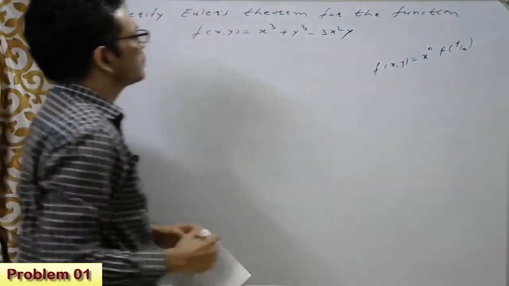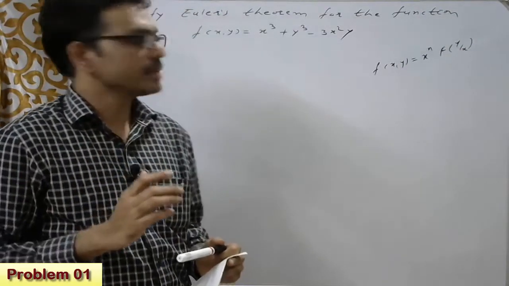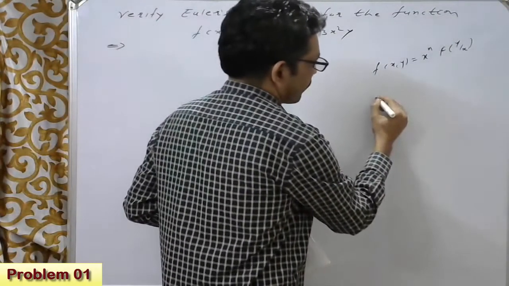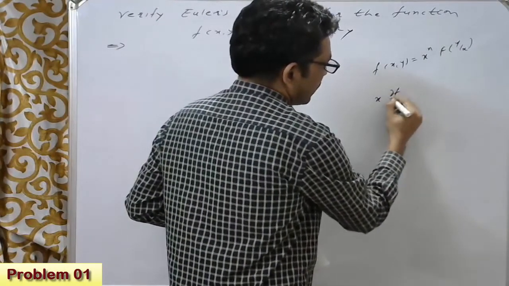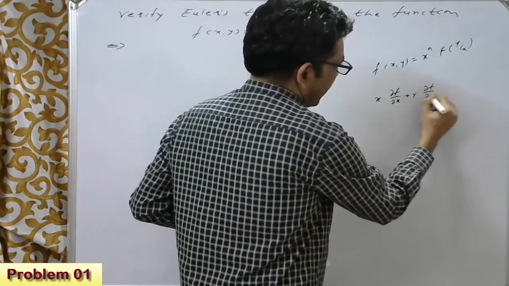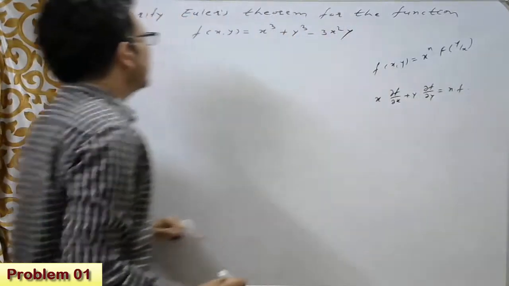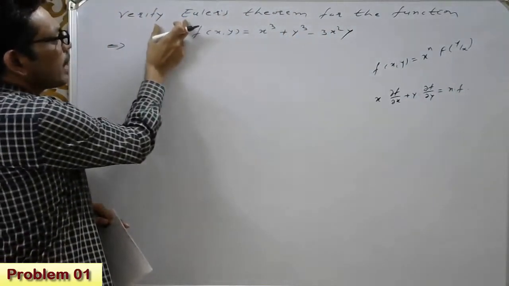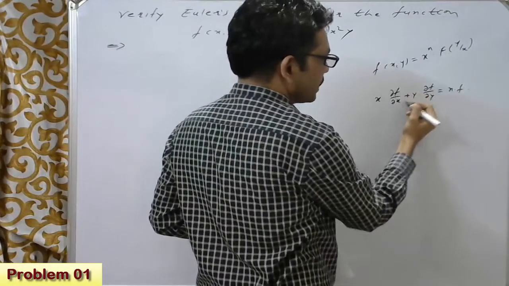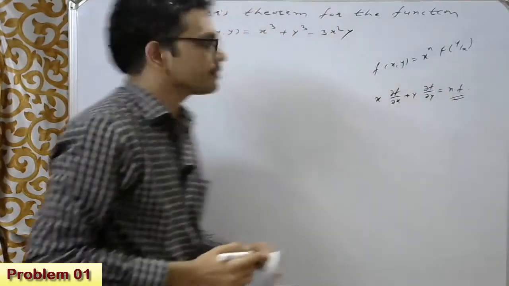Euler's theorem: if the function f is a homogeneous function of degree n, then x times del f by del x plus y times del f by del y is equal to n times f. So here we have to verify the Euler's theorem, that is x del f/del x + y del f/del y = n f.